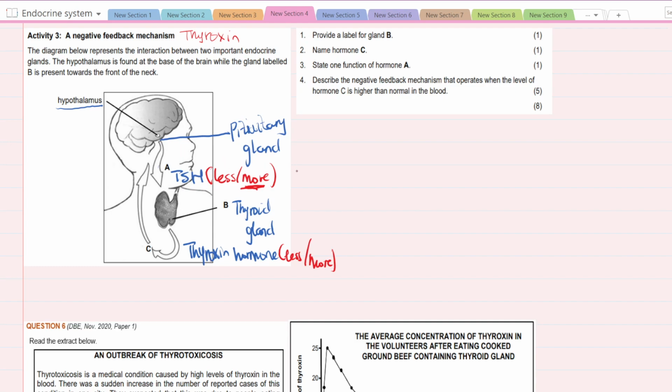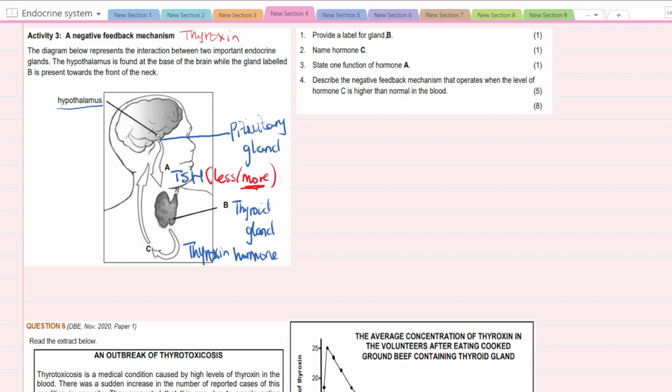So when you are explaining that, you must talk about whether a certain hormone is being secreted more or less, because it is very important when it comes to negative feedback. So let's dive into the questions. Now let's look at number one.